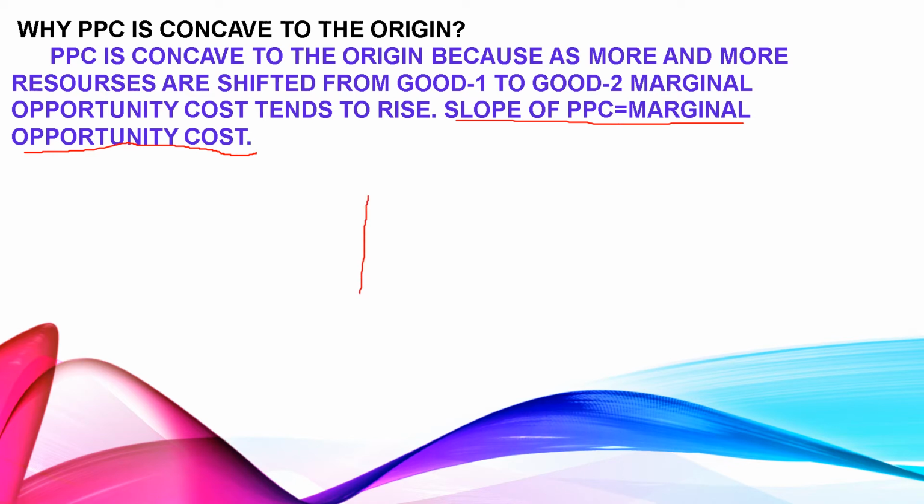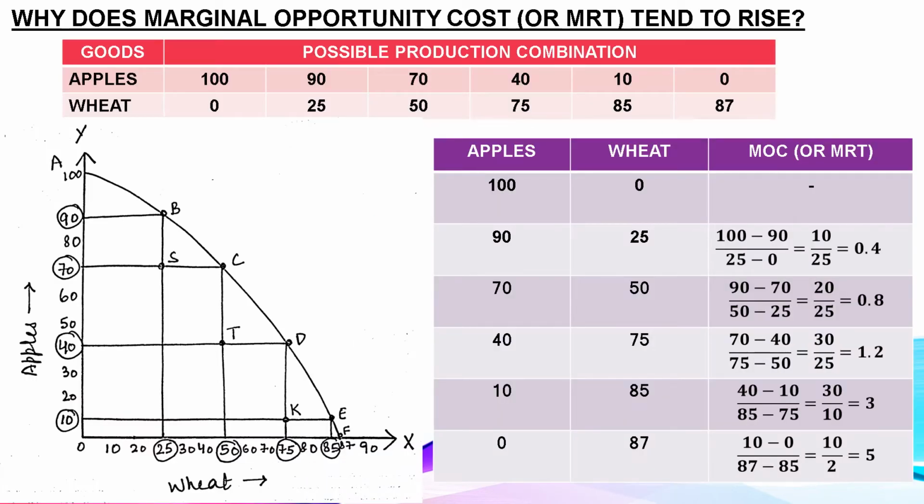So the shape of PPC is concave. Why is it so? Because the slope of PPC, or we can say the marginal opportunity cost, tends to rise when we shift our resources from good 1 to good 2. So the main question is why marginal opportunity cost tends to rise. क्यों बढ़ जाता है marginal opportunity cost? So that we will study now. Why does marginal opportunity cost, or MRT, marginal rate of transformation, tend to rise?